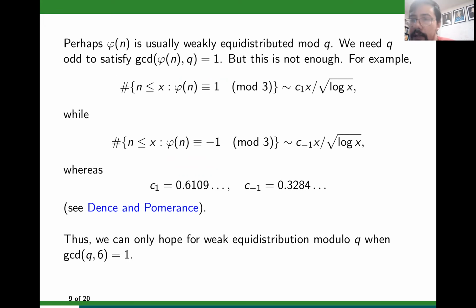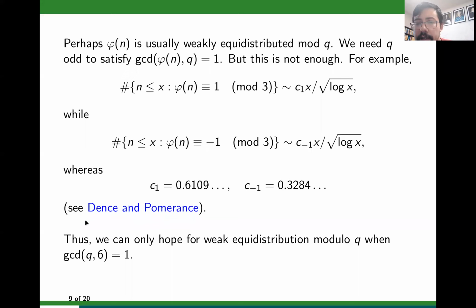You can analyze phi of n in residue classes modulo 3 by, for example, the Selberg-Delange method, and you can show that the number of n up to x for which phi of n is 1 mod 3 is asymptotic to a certain constant times x over root log x as x goes to infinity. And the number of n up to x for which phi of n is negative 1 mod 3 is asymptotic to another constant times x over root log x. And the thing is, these are different constants. The first constant is about 0.6, the second is about 0.3.